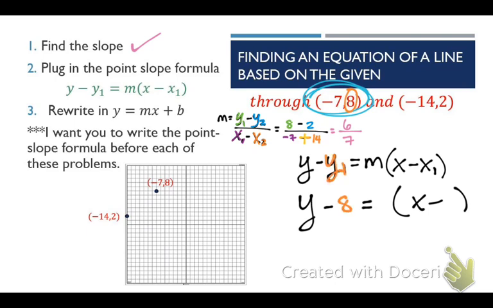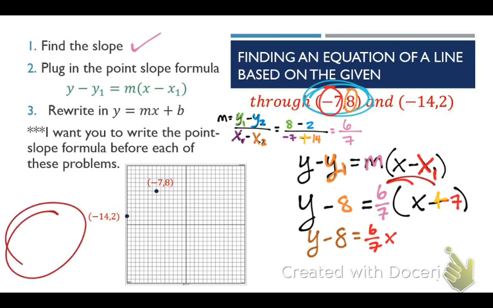All right, and then we said my slope was 6 over 7. And then what is the x I'm going to plug in? Negative 7. So when I plug that in, that will become positive. So on the left, we have y minus 8. On the right, we have 6 over 7x. And then we're going to go off to the side. I'm going to write down here.